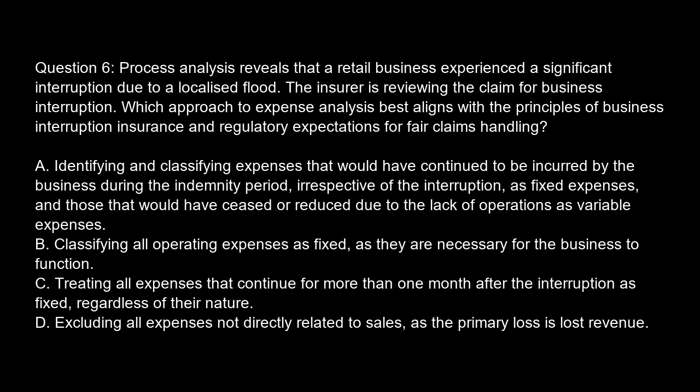Option A. Identifying and classifying expenses that would have continued to be incurred by the business during the indemnity period, irrespective of the interruption, as fixed expenses, and those that would have ceased or reduced due to the lack of operations as variable expenses. Option B. Classifying all operating expenses as fixed, as they are necessary for the business to function. Option C. Treating all expenses that continue for more than 1 month after the interruption as fixed, regardless of their nature. Option D. Excluding all expenses not directly related to sales, as the primary loss is lost revenue.